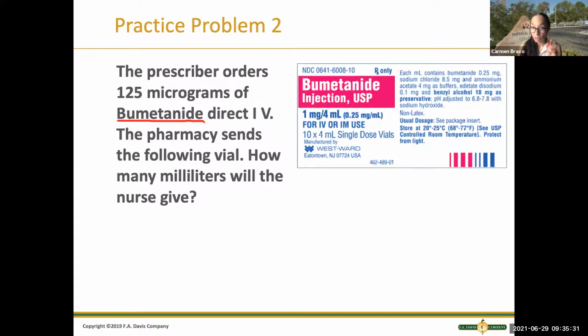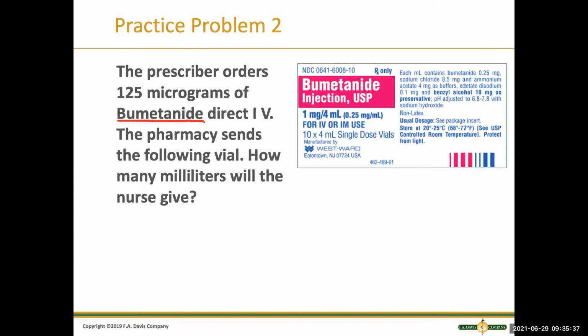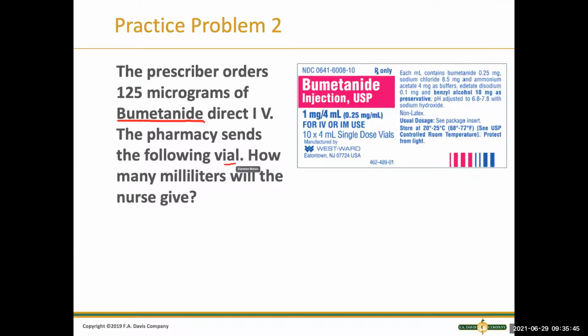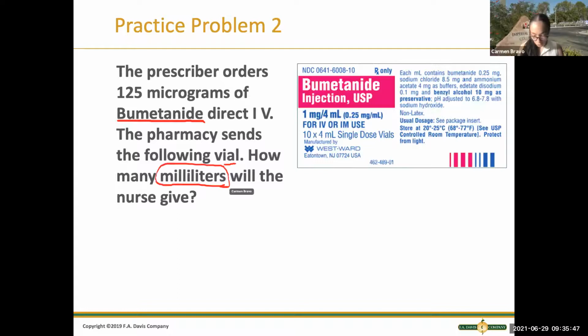We have to give it carefully, because if you lose too much water too fast, too soon, your blood pressure drops and it becomes like a big old disequilibrium in the body. So the pharmacy sends the following vial. And the question says, how many milliliters would the nurse give? Okay, so I am looking for mLs.